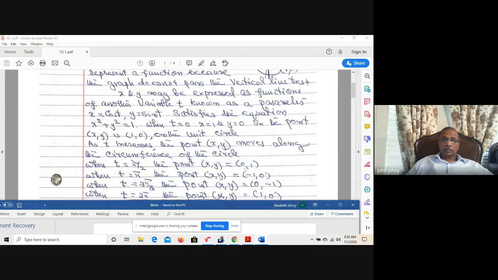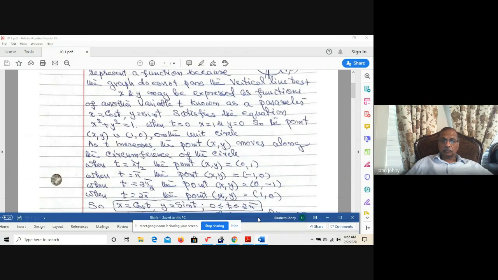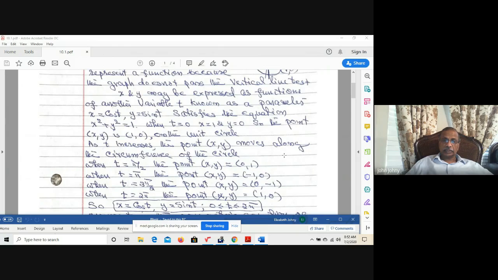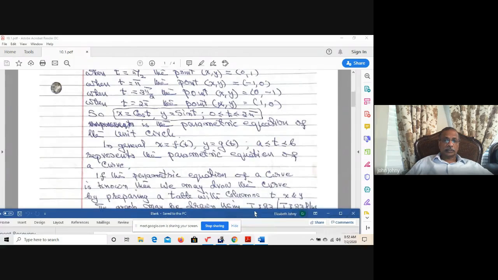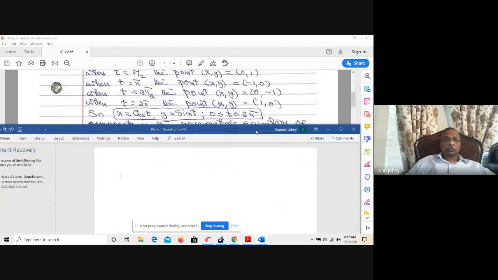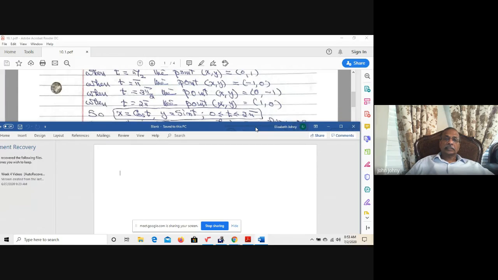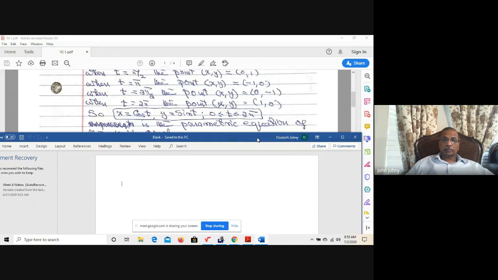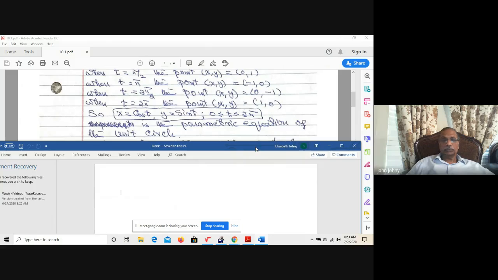So that is the starting point. When t is equal to 0, the point is at (1, 0), and it moves along the circumference of the circle. It takes one complete revolution and comes back to (1, 0) again when t is equal to 2 pi. So this equation, x is equal to cos t, y is equal to sin t, 0 less than or equal to t less than or equal to 2 pi, represents the parametric equation of the unit circle.